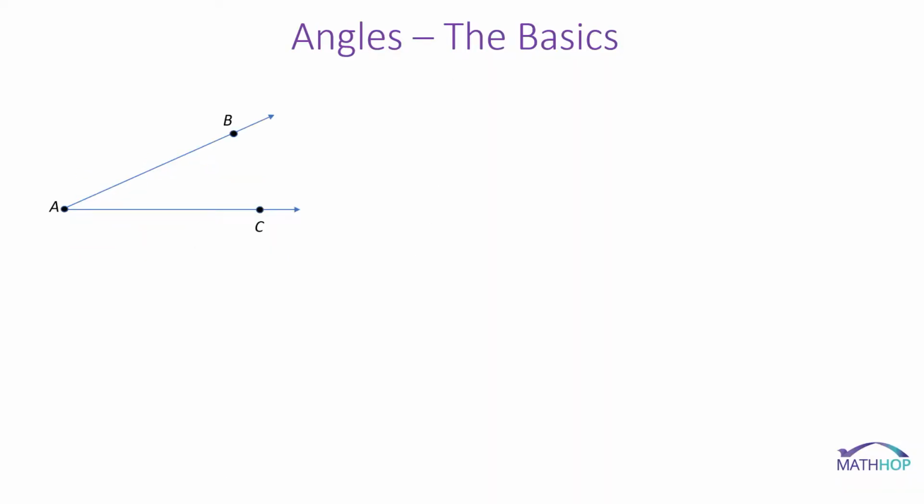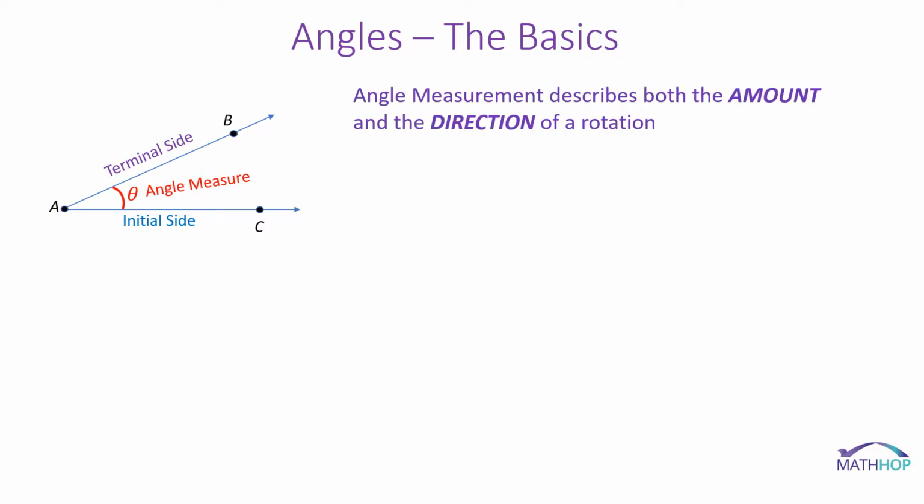When we have angles, remember we have an initial side, that's where we start the measurement from. We have a terminal side, that's where the angle ends. We, of course, have an angle measure, and remember that we use Greek symbols to represent angle measures. Whereas we used letters for the variables for side measurements, we generally use Greek symbols like this theta for angle measurements. Remember, of course, that angle measurement describes both the amount of the rotation and the direction of the rotation.